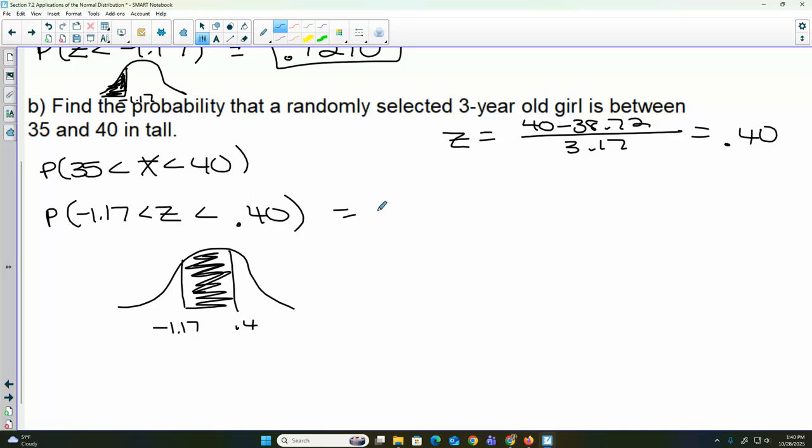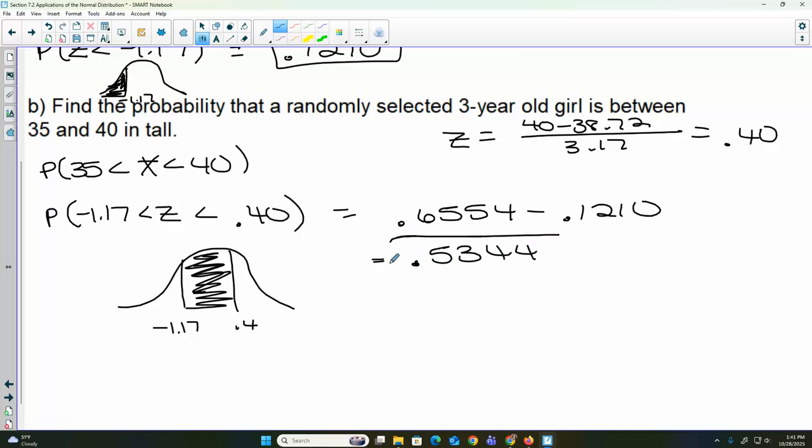So when our z is 0.40, that is minus, when I look up negative 1.17, that's 0.1210. So if I subtract those, we get, so there's a 53.44% chance that her patient is between 35 and 40 inches tall.